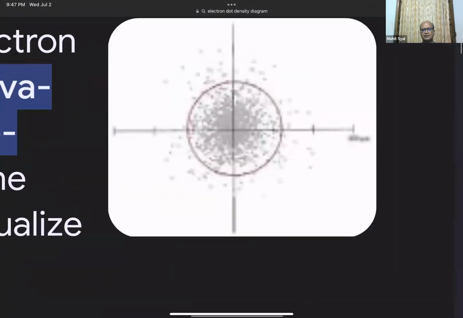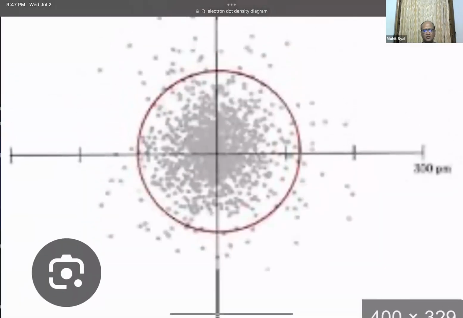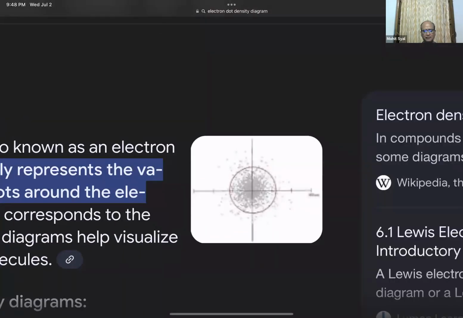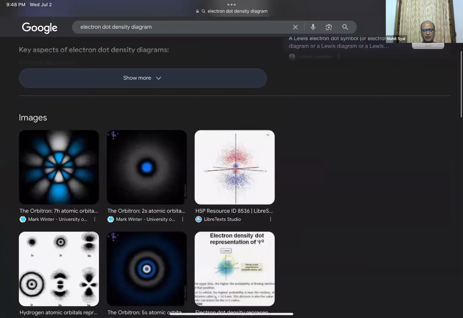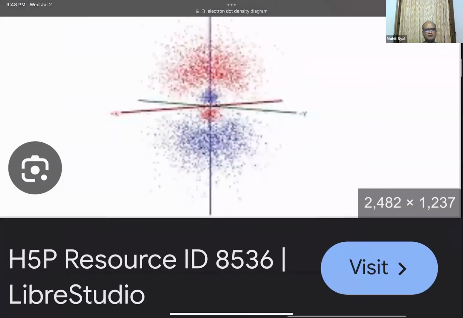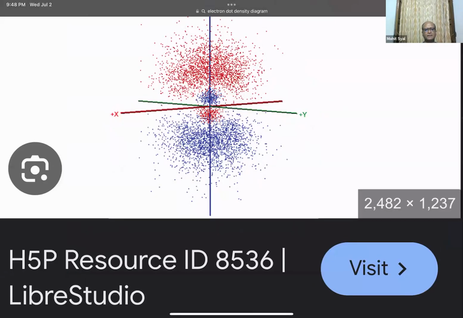This is the representation. Can you see it? The electron dot density diagram. Wherever you have a value of psi, you put dots. Closer to the nucleus, you can see there is more density of dots, and as you move away, the density of the dots becomes less and less. These are the plots of psi or psi square, right?